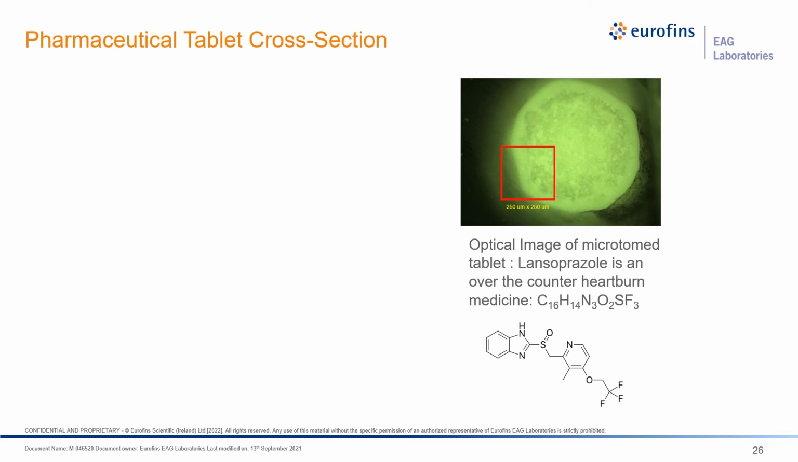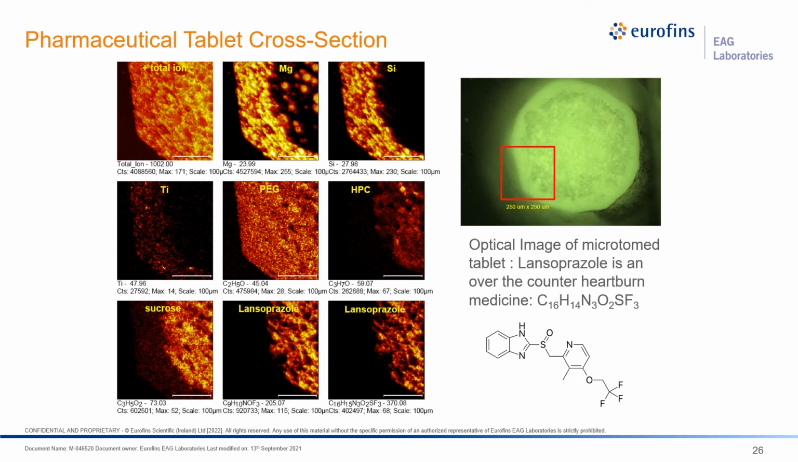So this is an optical image of about a 1 millimeter microsphere inside the tablet, and we're going to image this 250 by 250 micron area. So these are some of the ion images obtained. Total ion image, showing that we have nice illumination over the whole area, and then some elemental species: magnesium, silicon, titanium. This has likely come from a magnesium silicate coating on the pill.